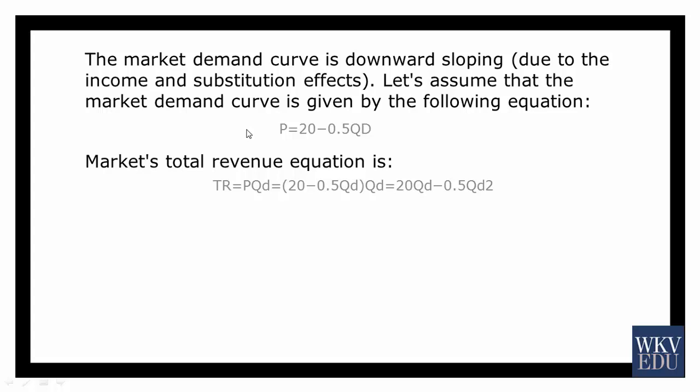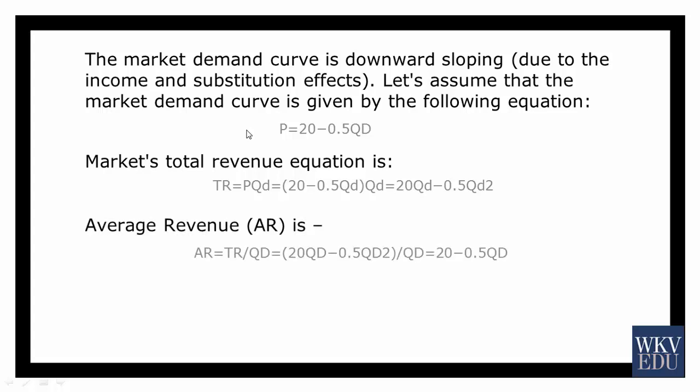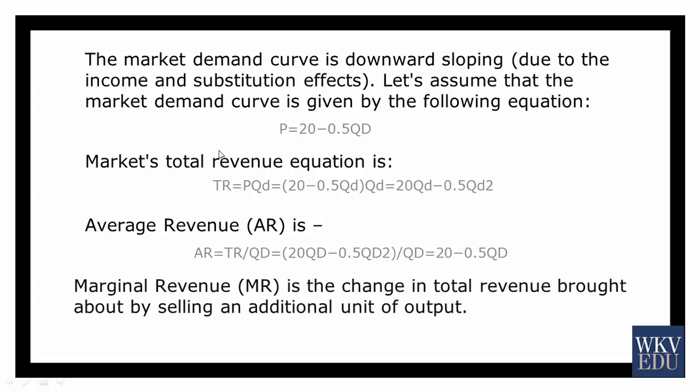Average revenue, as the name suggests, is calculated as the total revenue divided by the quantity demanded. Notice that the average revenue curve is the same as the demand curve, which means average revenue is price.